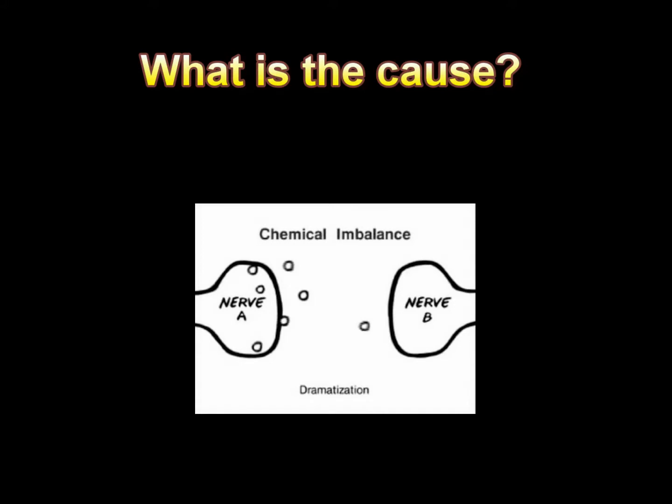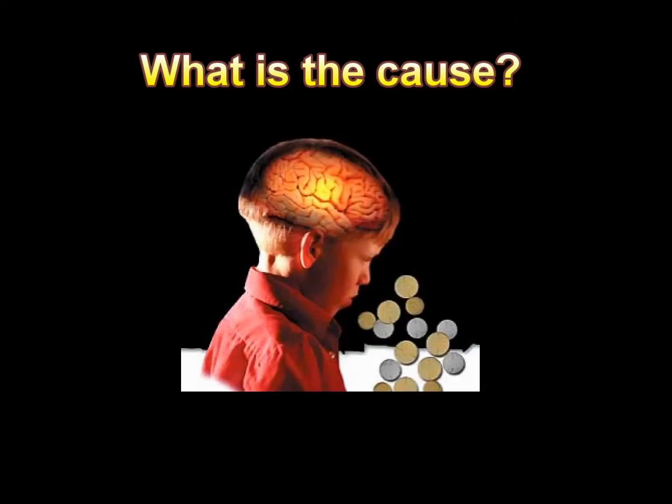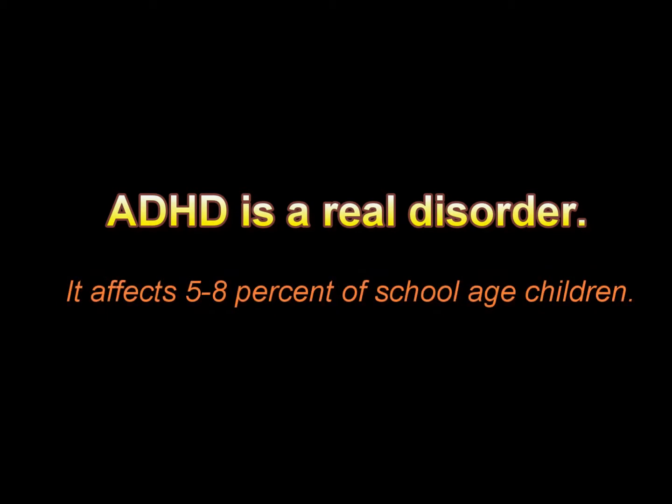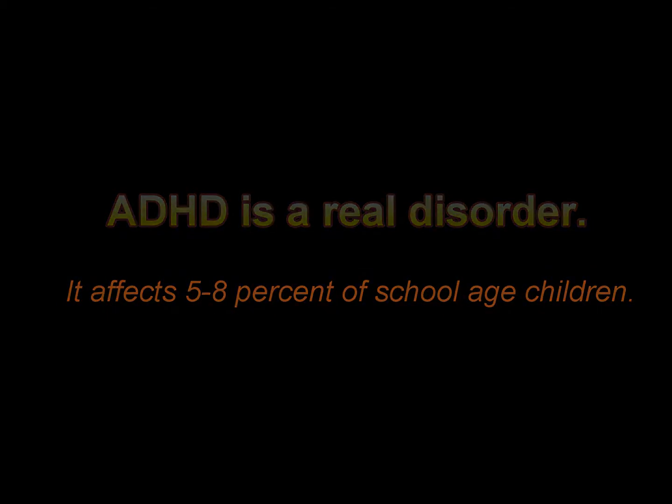So what is the cause of ADHD? The brain uses various chemicals to help send messages across the nervous system. An imbalance of these chemical messengers may result in the inattentive and hyperactive impulsive symptoms of ADHD. ADHD is a real disorder. It affects 5 to 8% of school-age children.